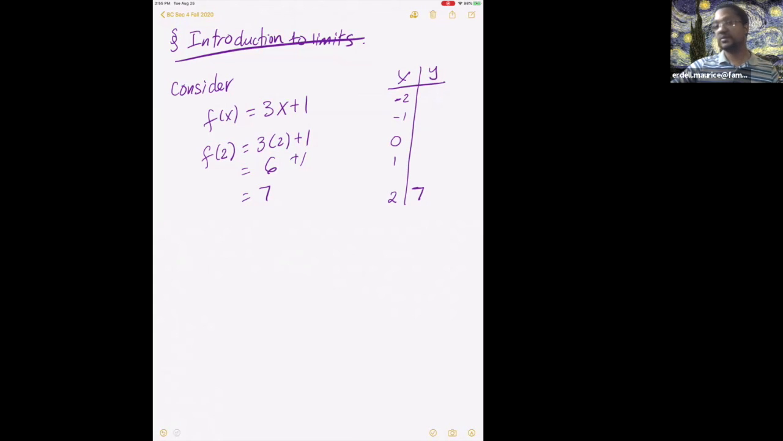Plug in -2, you get an answer of -5. Plug in -1, you get an answer of -2. Plug in 0, you get an answer of 1, plug in 1, you get an answer of 4, and plug in 2, you get an answer of 7.